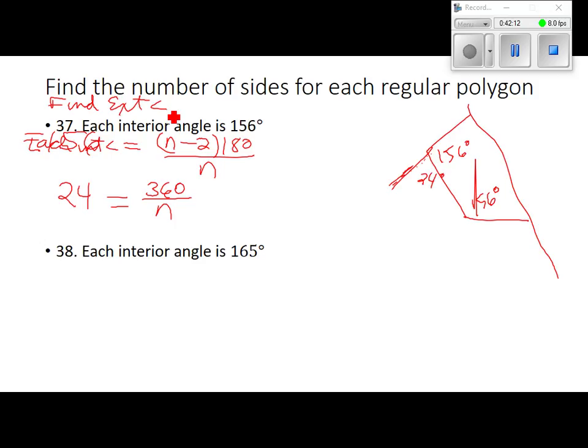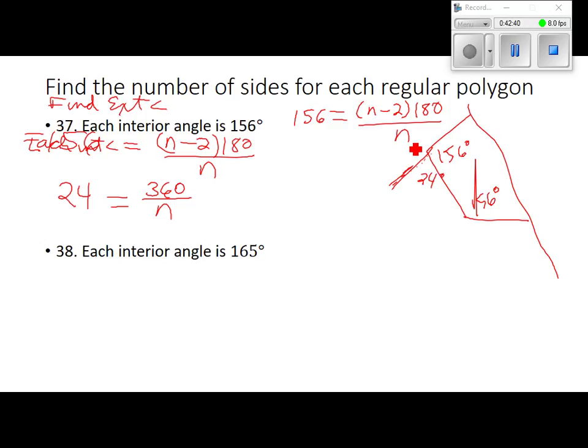Don't use the formula for the interior angles. It's a little more difficult. Maybe Molly wants a challenge, so she wants to use that formula. So she could punch in this: 156 equals n minus 2 times 180 divided by n, and solve for n in that formula. If you don't want that challenge, is this formula a little easier? Yeah, it's going to give you the same answer.